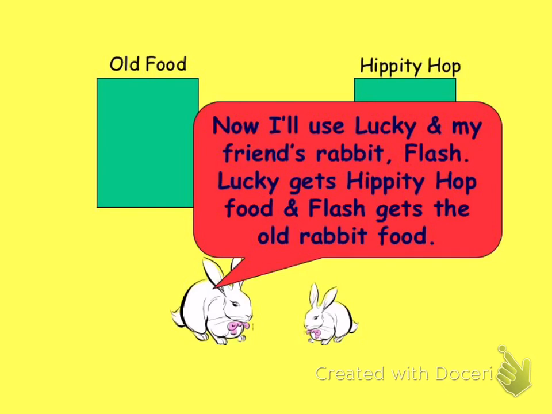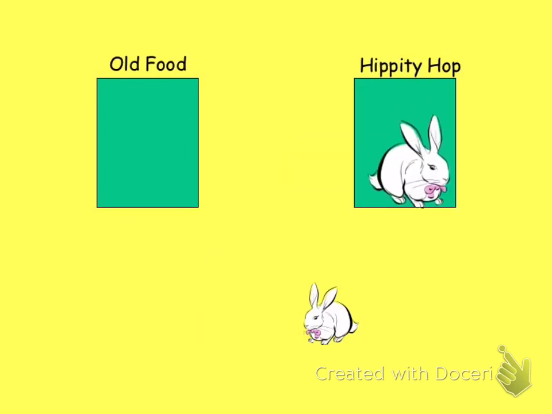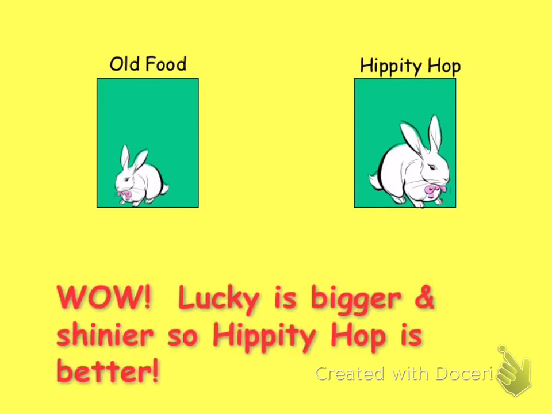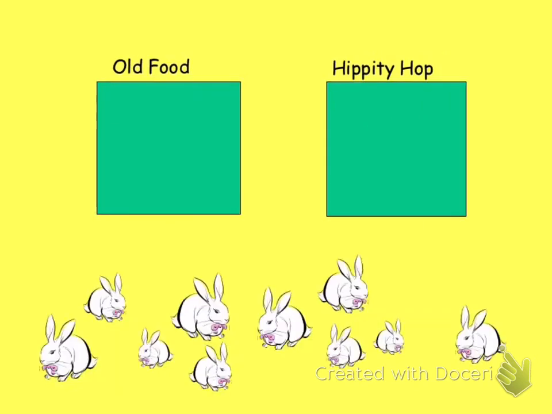So now I'll use Lucky and my friend's rabbit, Flash. Lucky gets hippity hop food, and Flash gets the old rabbit food. And look how little Flash is compared to Lucky. Wow, Lucky is bigger and shinier, so hippity hop is better. We're still not there. It's still not right. We need to do other things. You need to change the name to Opus.